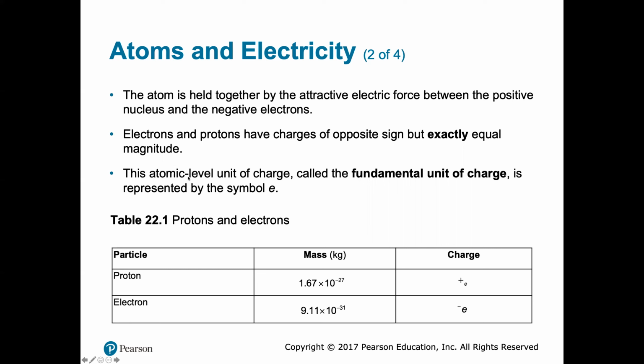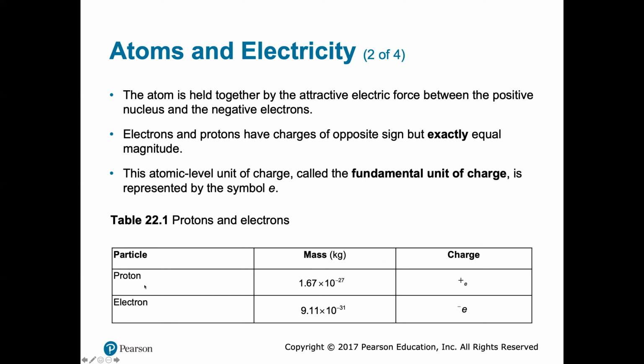This atomic level unit of charge is called the fundamental unit of charge. Usually we use e as the symbol of the fundamental unit of charge. We say a proton has a unit charge, or a charge of plus e, or positive e, and one electron has one negative e charge. And e is the smallest charge. So you will never find a charge which is smaller than e. Later on, we'll learn the magnitude of e.